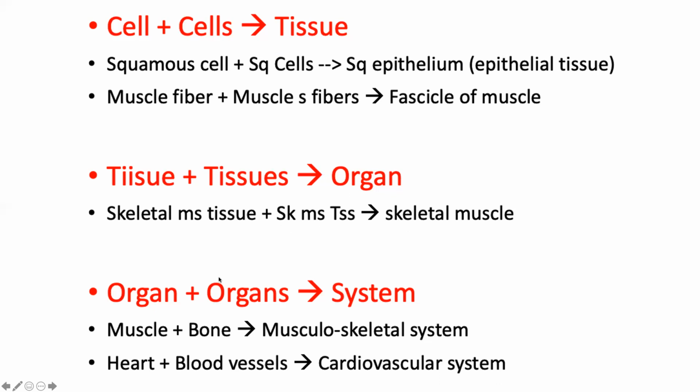And now organ plus organ is equal to system, which means our muscle and the bone, so one organ plus another organ, we become the musculoskeletal system. The same thing, like the heart and the blood vessel will give us a cardiovascular system.